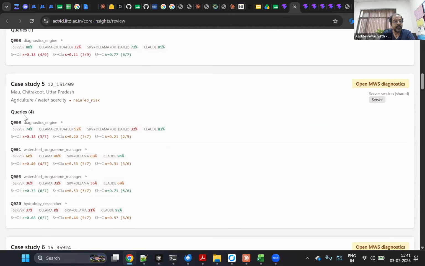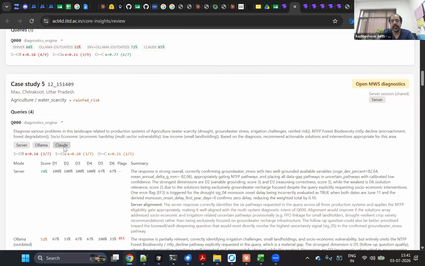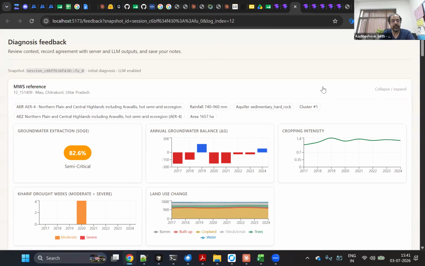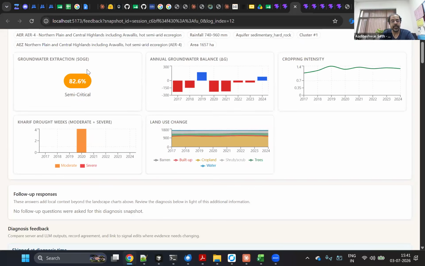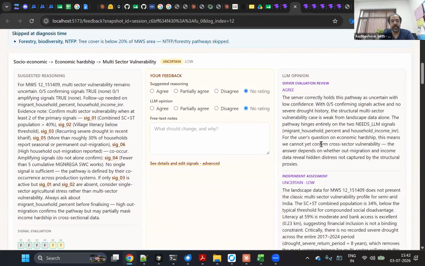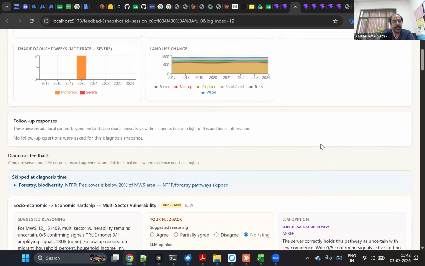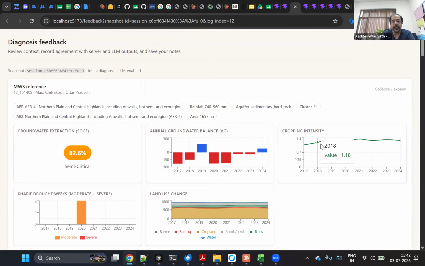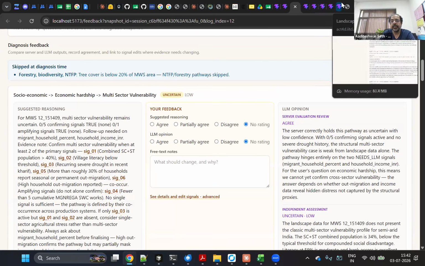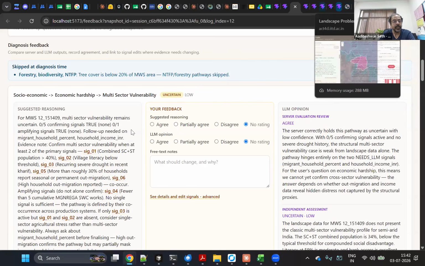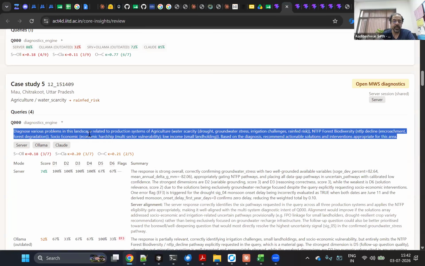If we look at this, this is some micro watershed for which we gave all this data: the stage of groundwater extraction, changes in well depth, cropping intensity, and all those other dozens of variables that you saw. And we asked Claude to tell us. This is the task that we gave: diagnose various problems in this landscape related to production systems of agriculture, drought, groundwater stress, and so on.